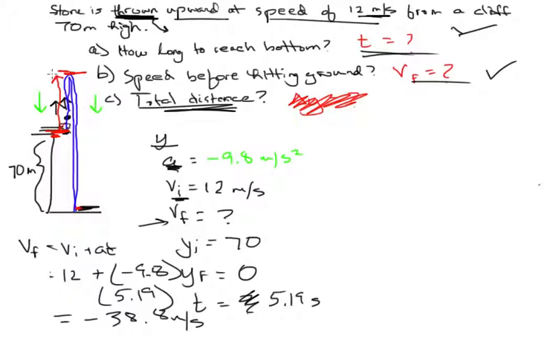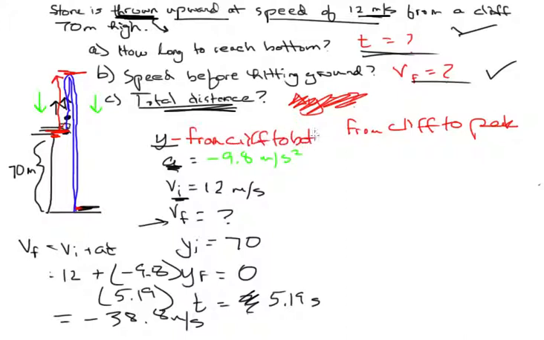Let's just describe this motion. So what should I call it? From cliff, right? We're at the cliff to the peak. So this is the peak. So let's just describe this motion from cliff to peak. What was this motion we were describing here? This was from cliff to bottom. So here we were describing the entire thing, right? From cliff to bottom.